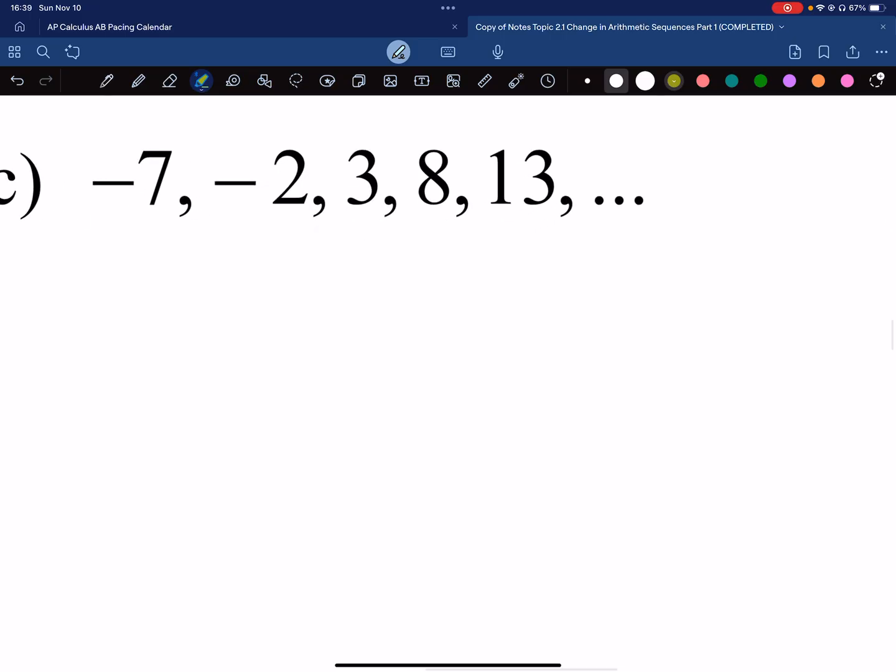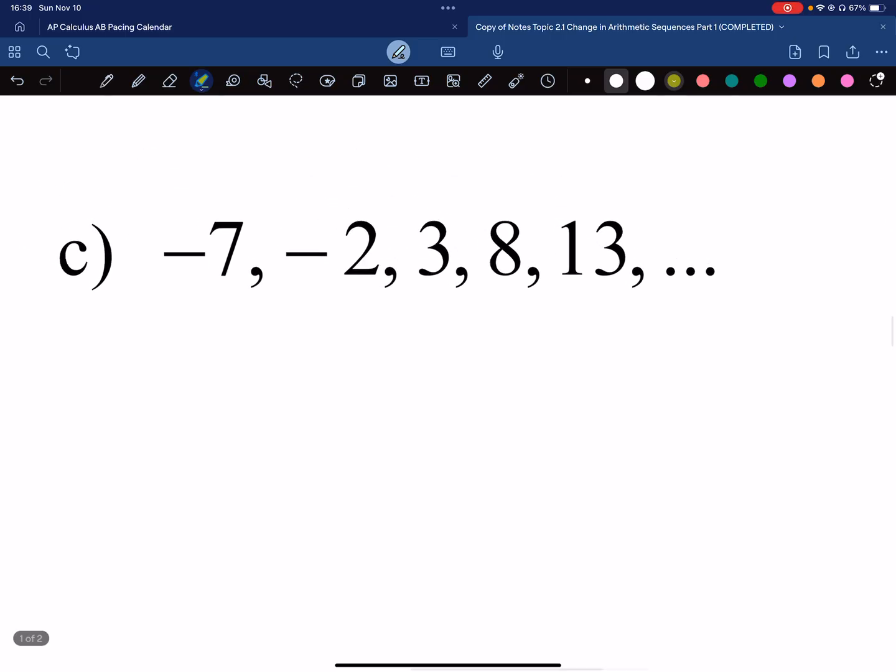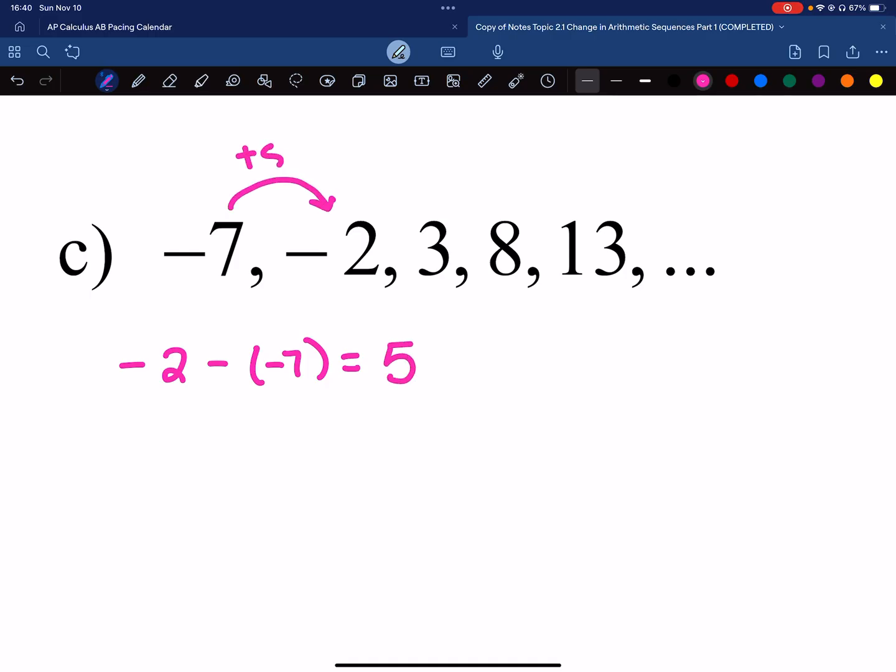Looking at the next one. So this time we actually have a sequence listed out. So how can we go from negative 7 to negative 2? You could do negative 2 minus a negative 7, and that gives you a common difference of a positive 5. So from here to here, we add 5.